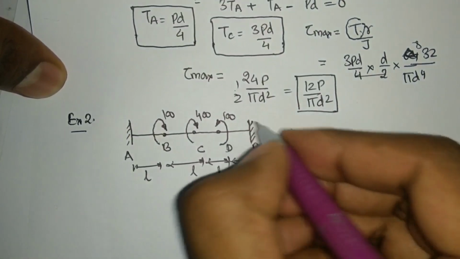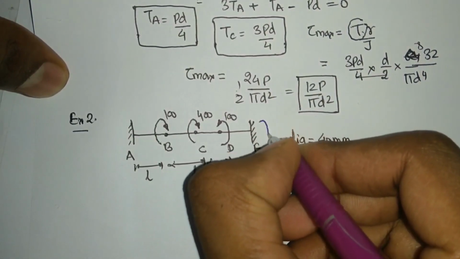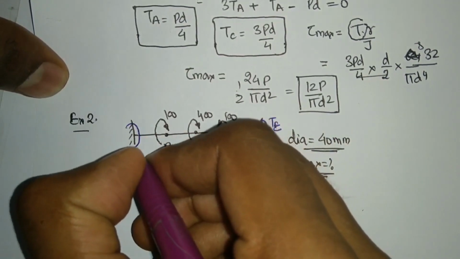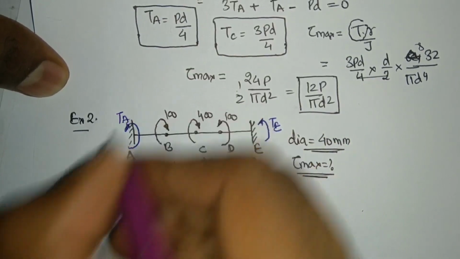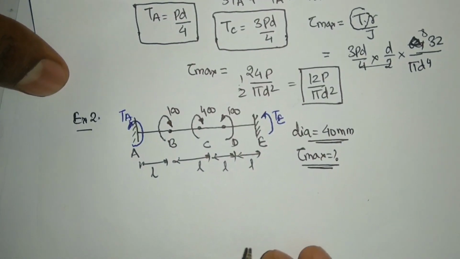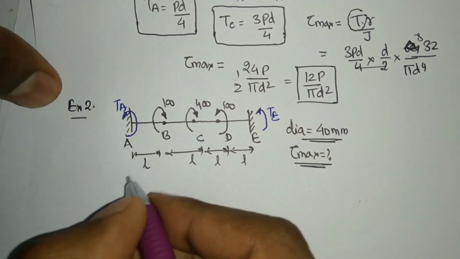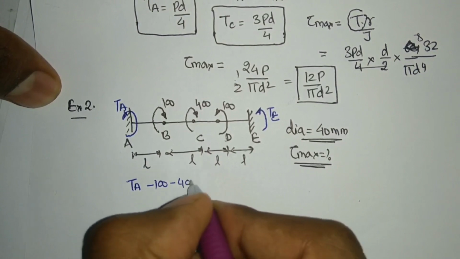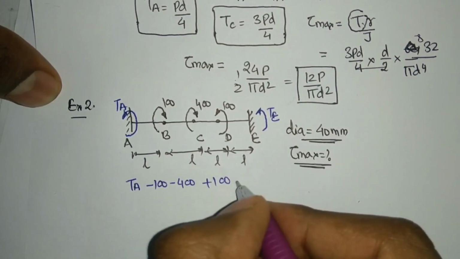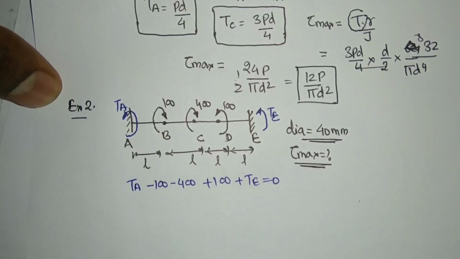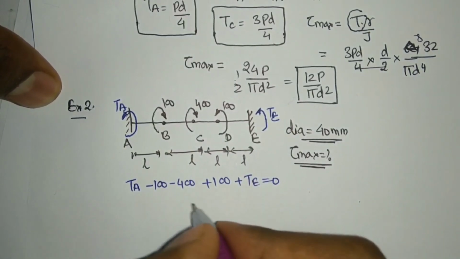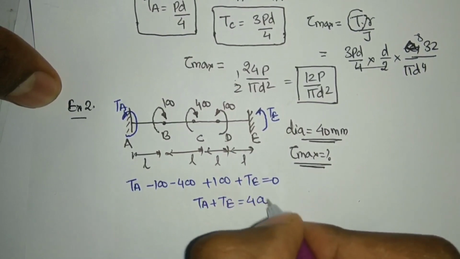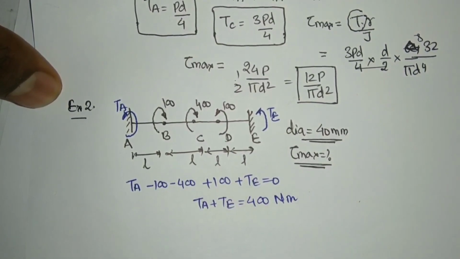E, sorry, A and E. So let's assume that there is a reaction at E, TE in this direction, and there is a reaction at A, TA in this direction. Okay, so first what I will do, I will write the static equilibrium equation. The static equilibrium will give me TA minus 100 minus 400 plus 100 plus TE is equal to 0. Okay, so this is basically giving me that TA plus TE is equal to 400 Newton meter. That is my first equation.